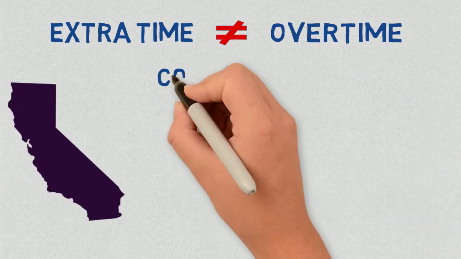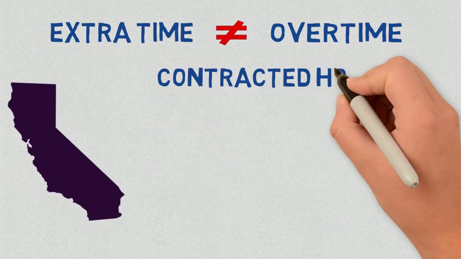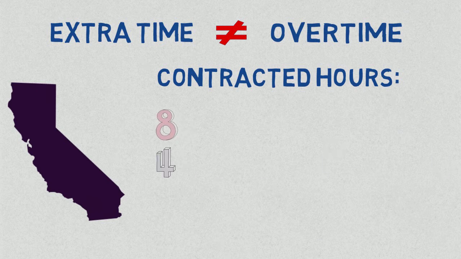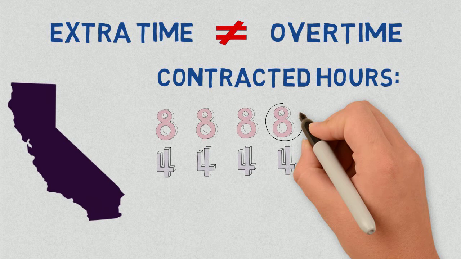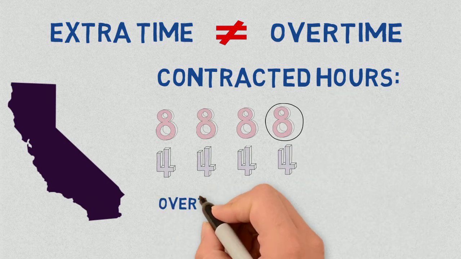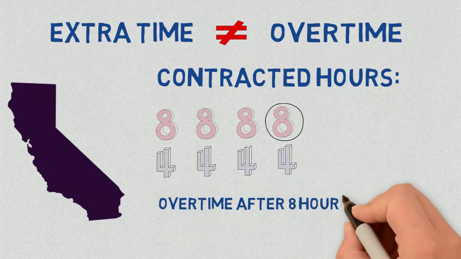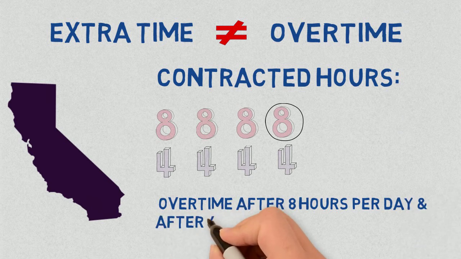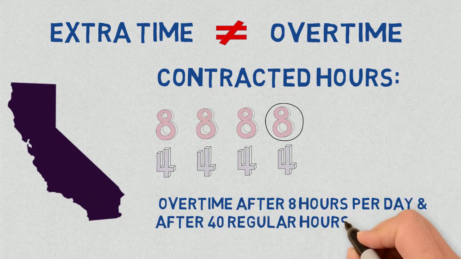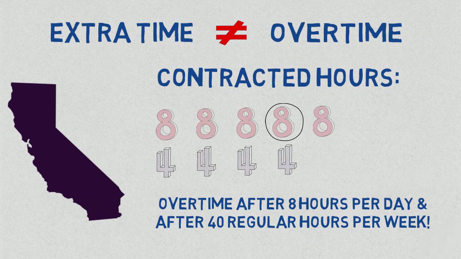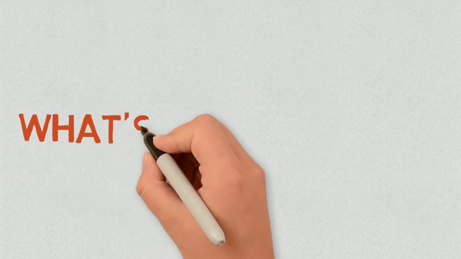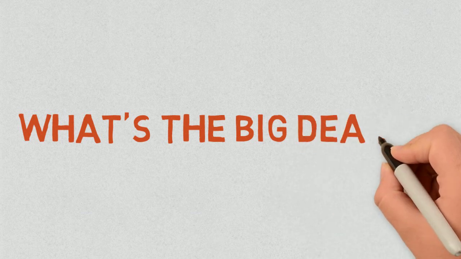Second, if you're contracted to work 3 12-hour shifts per week in California and you pick up a 4th shift, then the first 8 hours of that shift are extra time but not overtime. Remember, California requires overtime to be paid after 8 hours in a day and after 40 regular hours in a week. So you would actually have to work 5 full shifts before all your hours would be considered overtime on the 6th shift. How does any of this relate to negotiating travel healthcare pay?